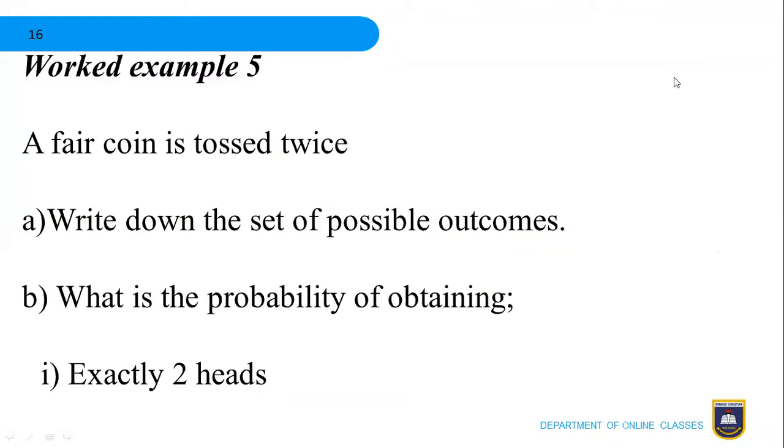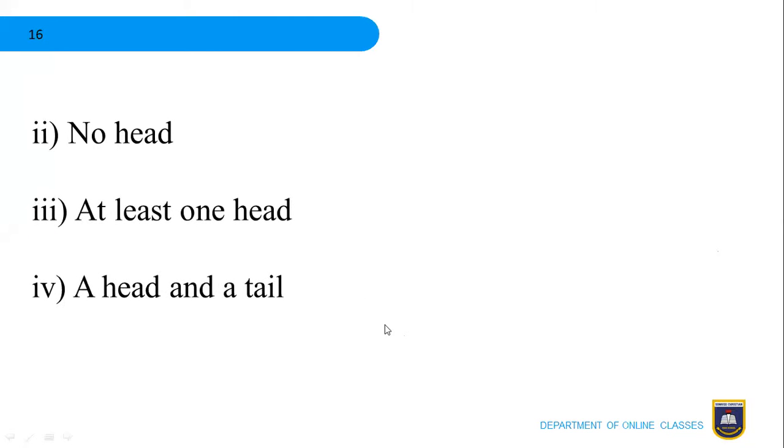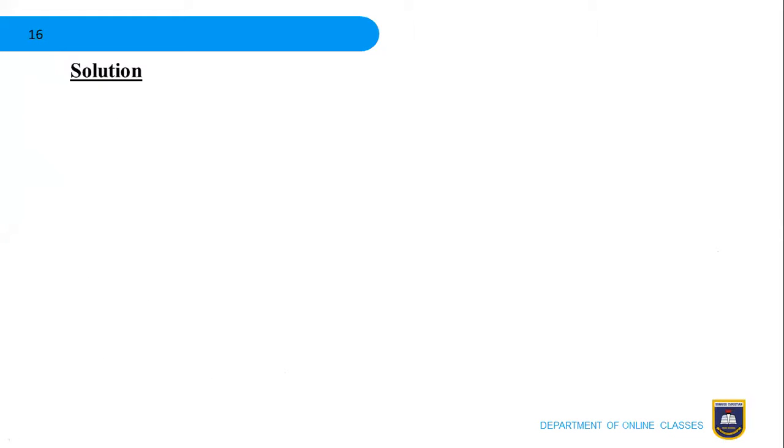We are going to the next slide. We are finding the probability that no head. And then the next one, at least one head, a head and a tail, at most one head. Let's look at the suggested solution. So our solution is this.